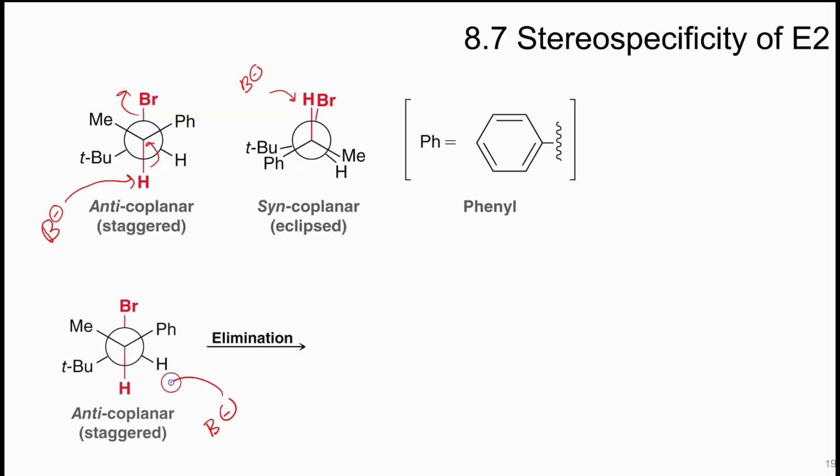But when it's anti-coplanar, the base can come in, grabs the hydrogen, and you eliminate that. So your Newman projection looks like this. So we get that alkene.